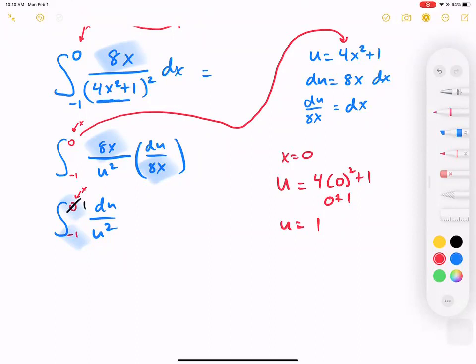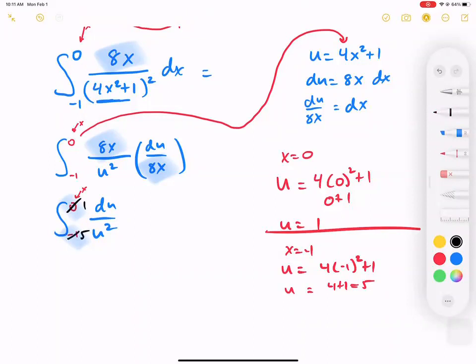How about the other guy? When x was -1, what was it in the u universe? This was 4(-1)² + 1. That becomes a positive 1, so it'll be 4 plus 1, which is 5. So u is equal to 5, right? So what happens in the u universe? This is now 5.